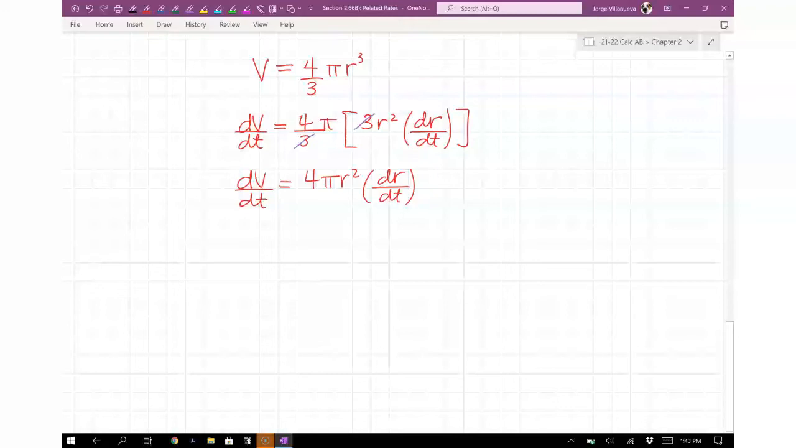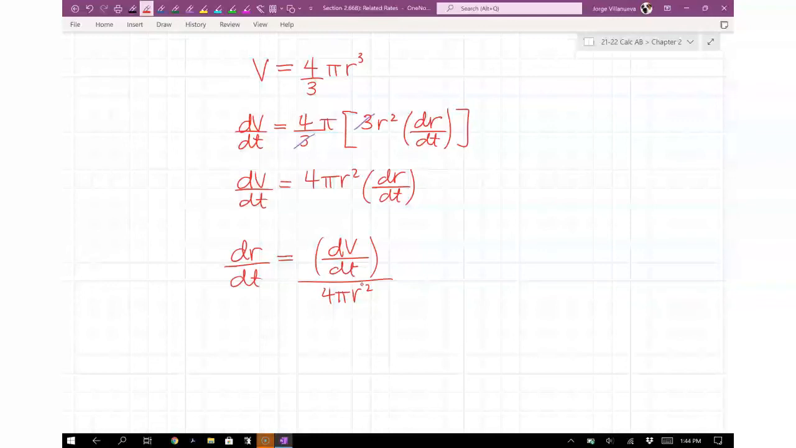So to solve for dr/dt, I'm going to have to divide both sides by 4 pi r squared. So I'm going to do that. I'm also going to flip my equation because I'm a little OCD about that stuff, okay? So dr/dt will be dV/dt divided by 4 pi r squared. Sorry, not dV/dt. That's what my dr/dt is equal to. So it's dV/dt divided by 4 pi r squared.